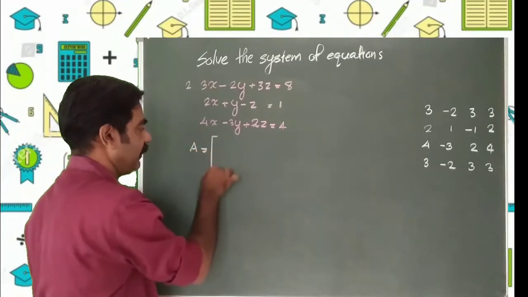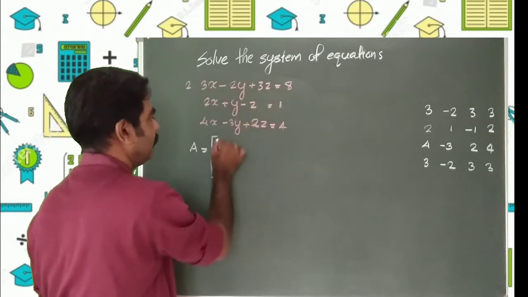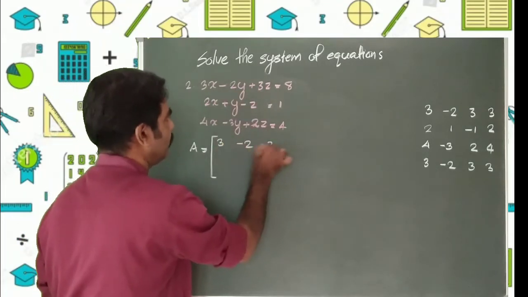What is matrix A? A is equal to 3, minus 2, 3.